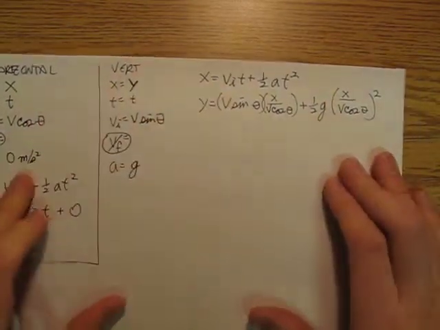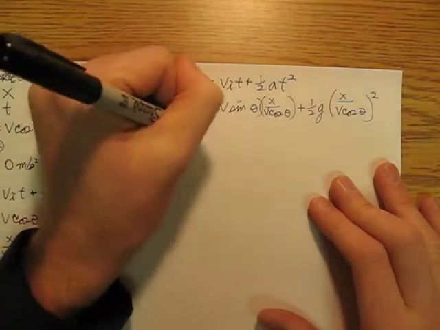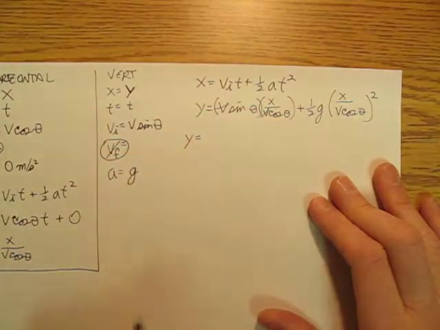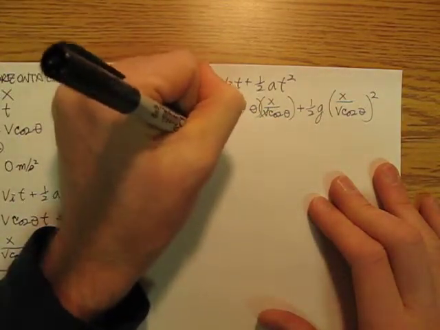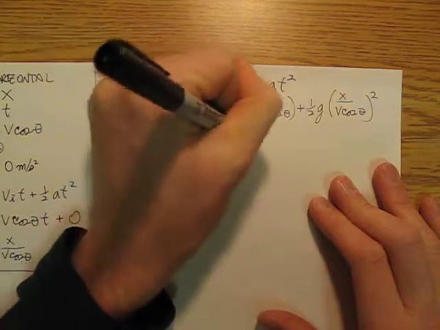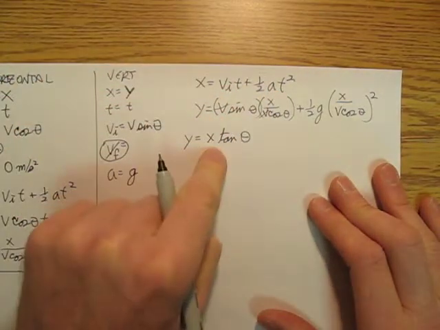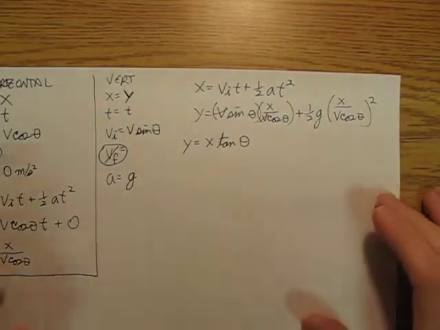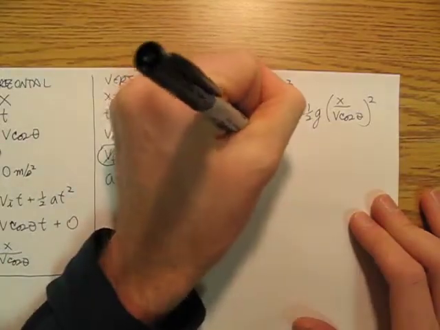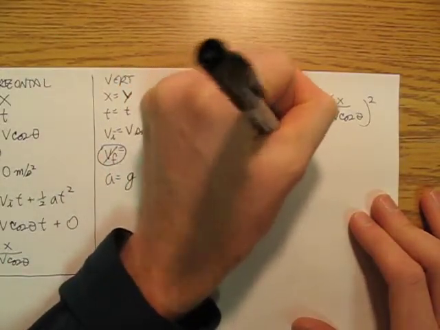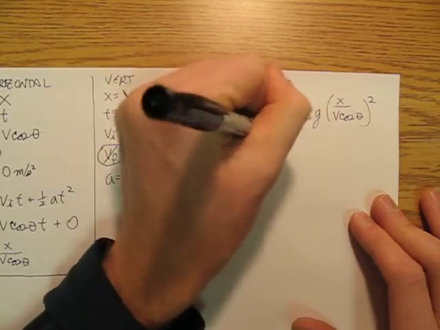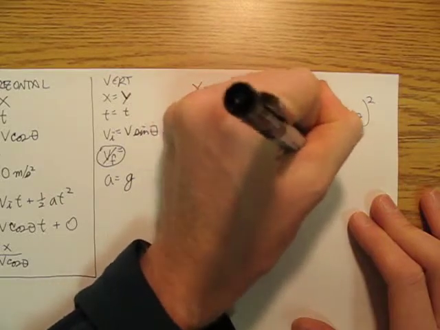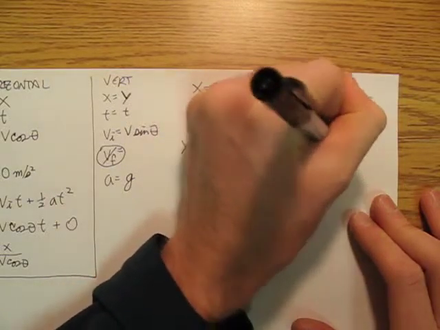Okay, now I can rearrange this a little bit. Y equals, my v's cancel, sine theta divided by cosine theta is tangent theta, so this whole thing becomes x tangent theta, and then this gets kind of messy. We have plus 1/2 g x squared. I'm going to rewrite this as g x squared over 2v squared cosine squared theta.